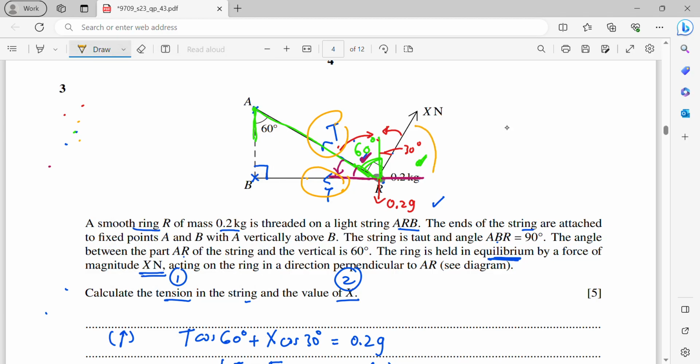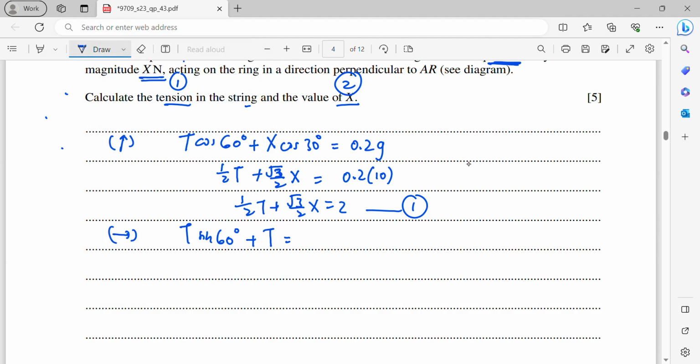Then I may resolve this X horizontally as well. So since here is 30 degrees, you may use sine 30 degrees when you resolve. So X sine 30 degrees. Sine 60 degrees is basically square root 3 over 2. Sine 30 degrees is half. Okay, so from here, I will get T bracket 1 plus square root 3 over 2 equals half X. So this is my second equation.